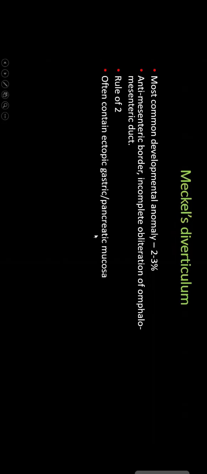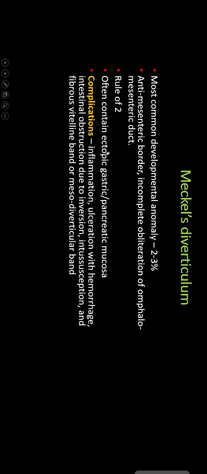It often contains ectopic gastric and pancreatic mucosa responsible for ulceration and bleed, GI bleed, hematochezia. It can complicate. Most of the time it complicates after inflammation and after perforation. It can ulcerate and cause severe hemorrhage, presenting with GI bleed or melena.